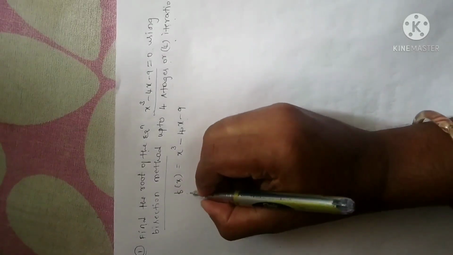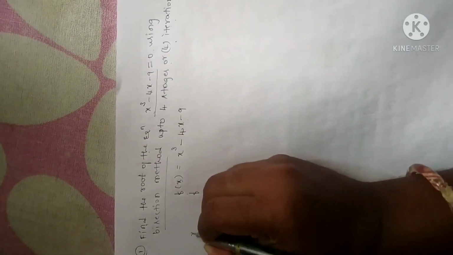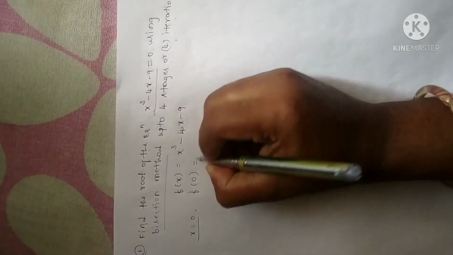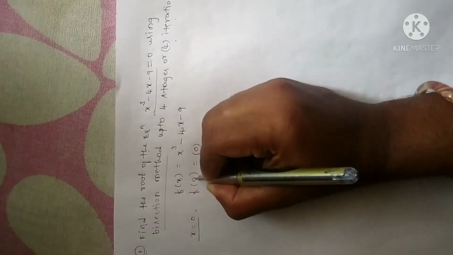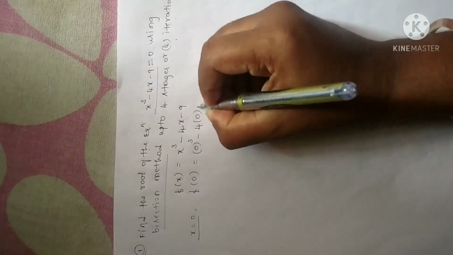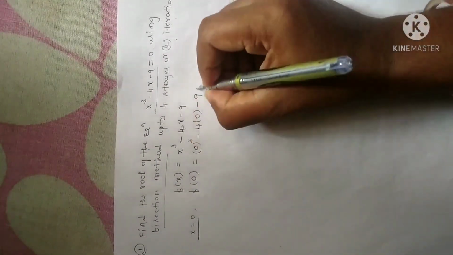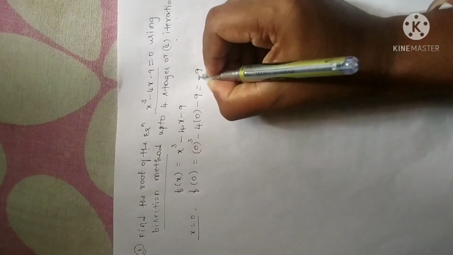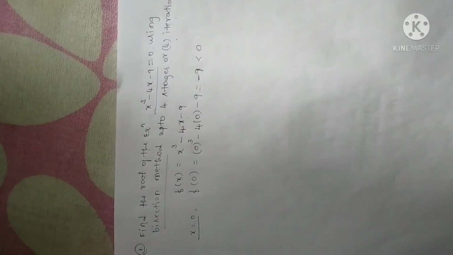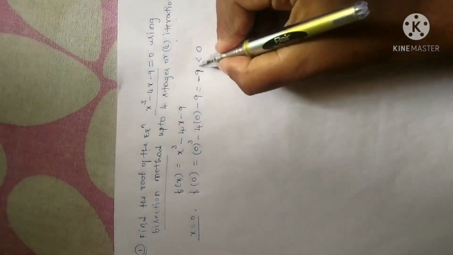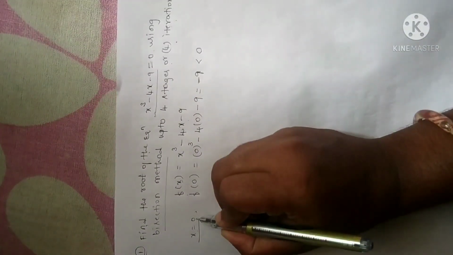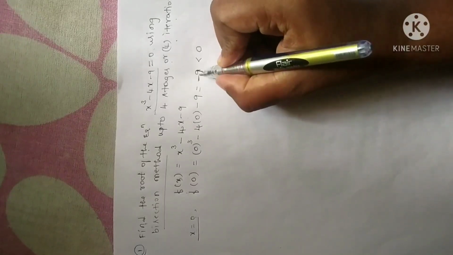In the sense, first minimum value, let me give x is equal to 0. So if x is equal to 0, f of 0 will become, wherever x is there, I am replacing it with 0. So you will get 0 cube minus 4 into 0 minus 9. So after simplification, you will get minus 9. Minus 9 is negative, so generally we write it as less than 0. If you get a positive value, I'll write it as greater than 0. So when I give the value of x as 0, I have obtained a negative value.